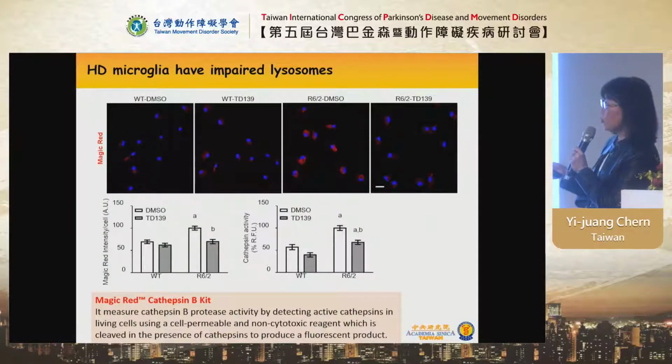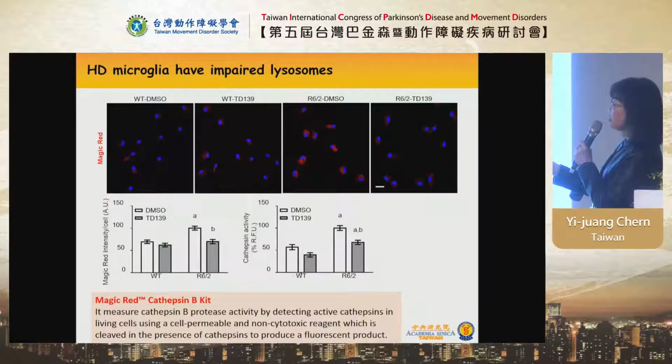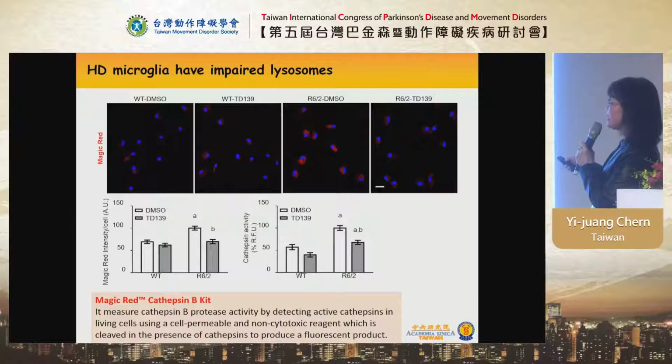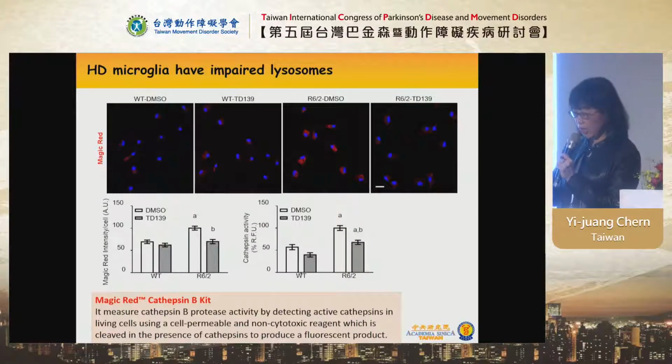So the first question we have is, if Huntington's microglia have lots of lysosomes, are they impaired? So we are using a dye assay to highlight the damaged lysosomes. And you will see just by imaging that the Huntington's microglia have upregulation of the red signal, indicating their lysosomes are impaired. And this can be blocked by a galectin-3 inhibitor.